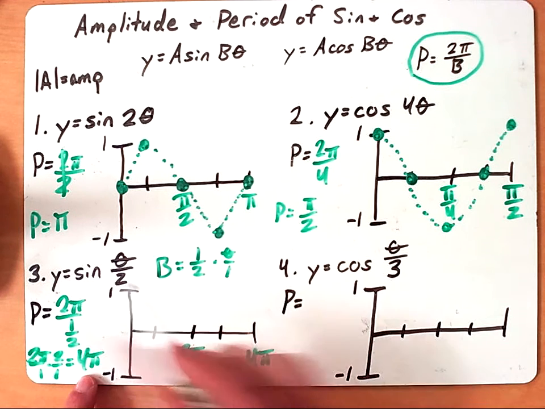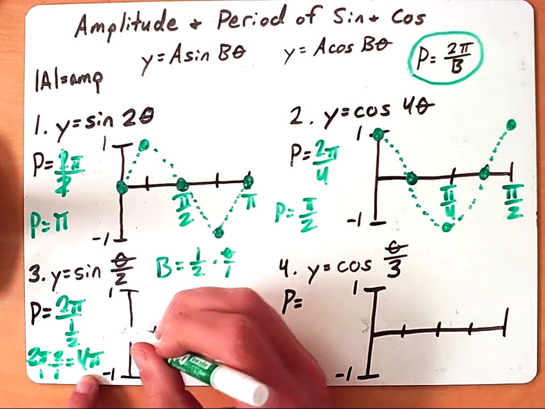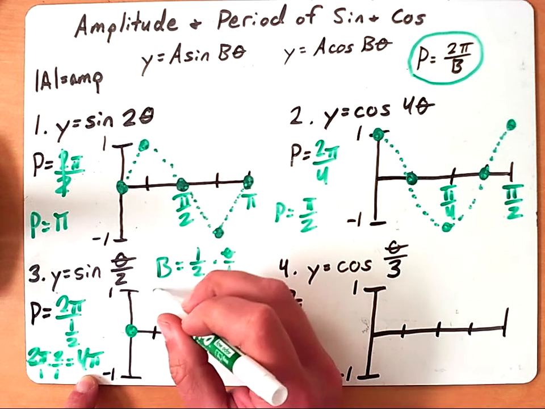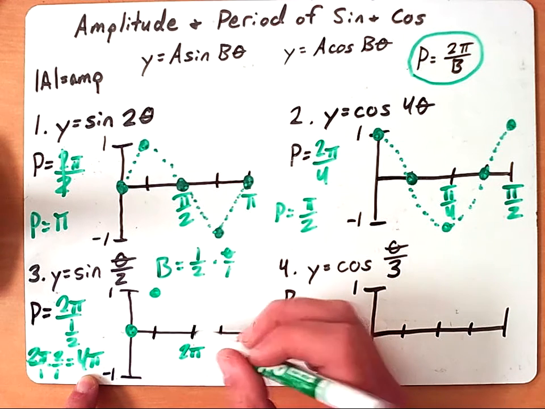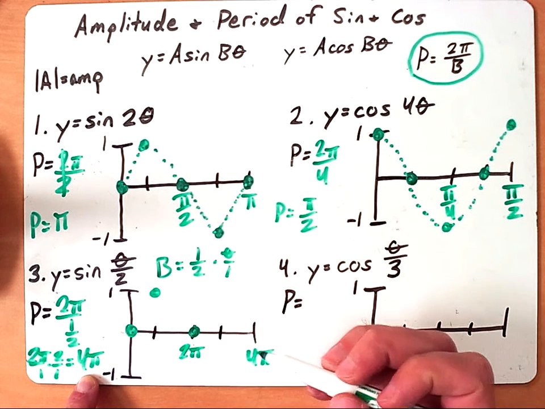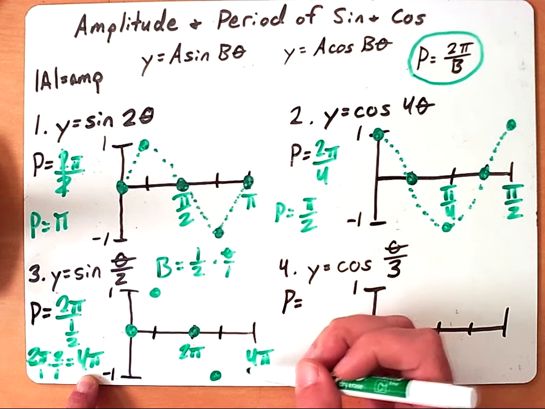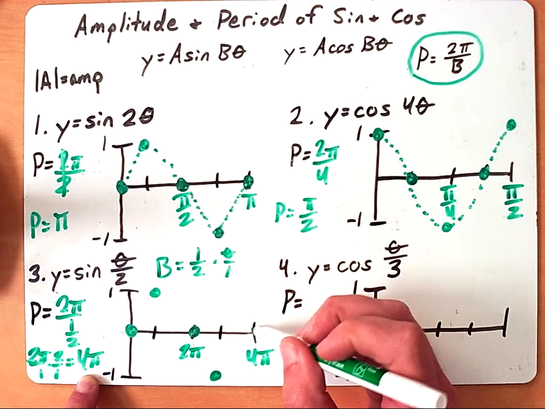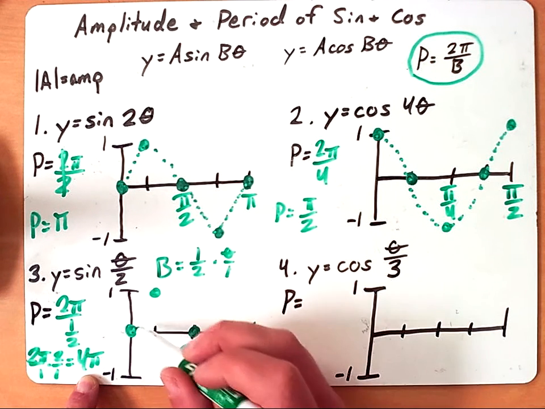So sine function, positive sine function. It's going to start at 0. It's going to go up to its maximum at 1 pi. It'll be at the midline at the halfway point. It'll be at its minimum at the third mark, and then back up to the midline for the full period.